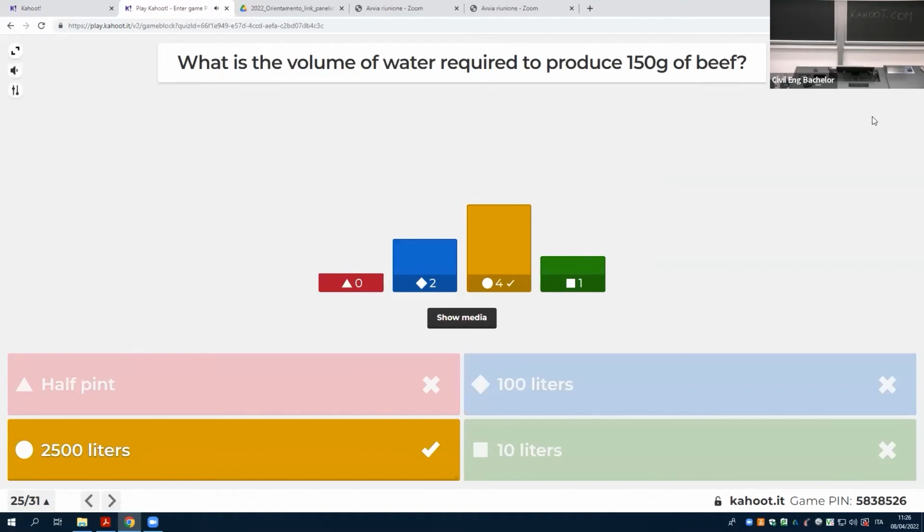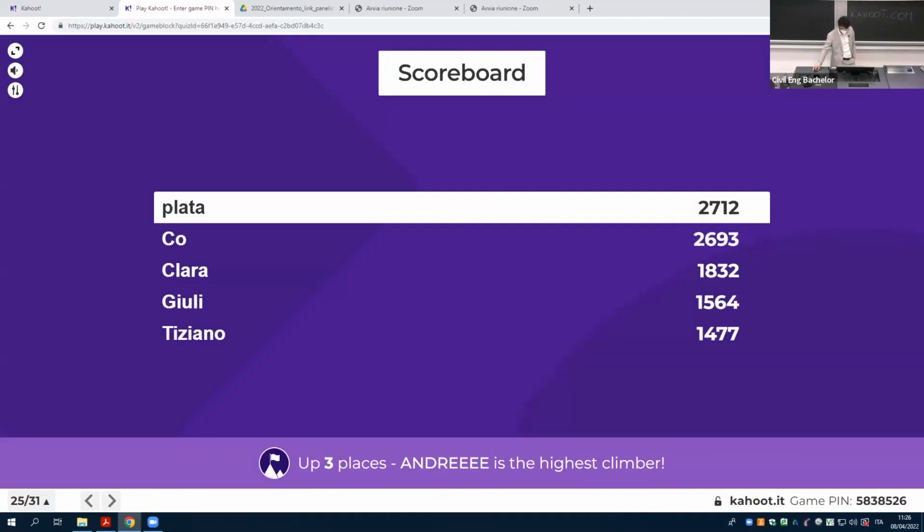That's correct. We need 2.5 cubic meters of water to make something this big. 2,500 liters of water gone virtually in what? How long does it take to eat a burger? If you're hungry, 5 minutes.